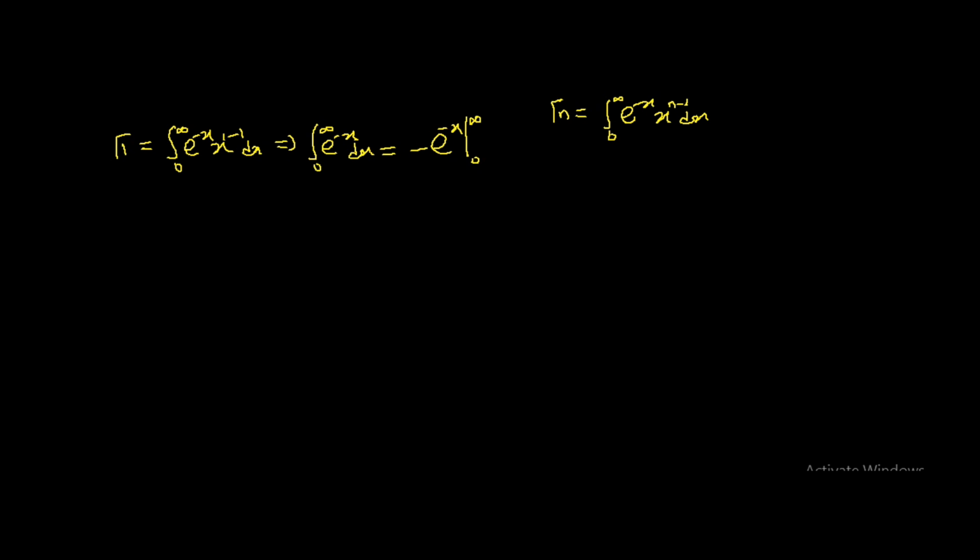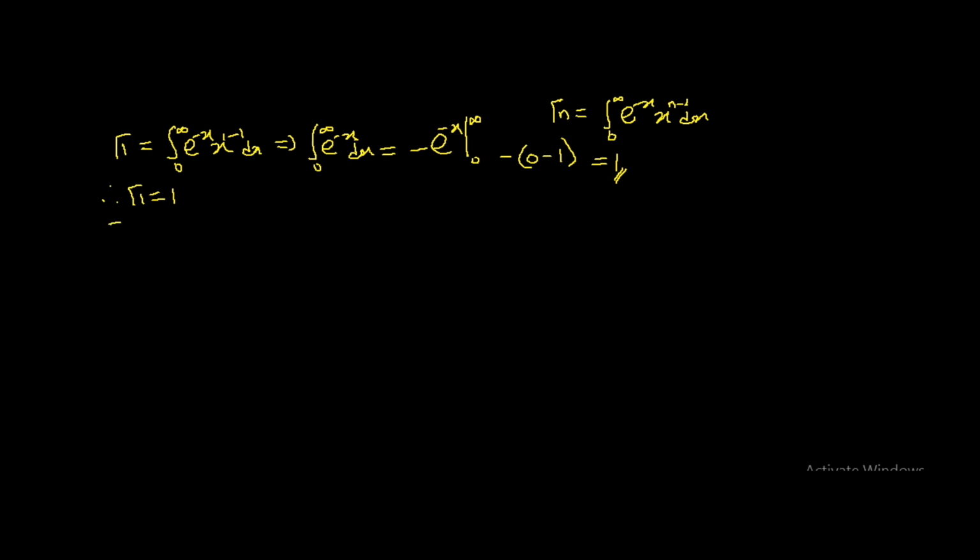So let's check this out. If you substitute the upper limit, you are going to have 0 most definitely, because exponential raised to the power of infinity is going to give you 0. Now let's substitute the lower limit, which is going to give you exponential raised to the power of 0, which is 1. If you open this bracket, the minus will go with the minus, so you are going to have 1 remaining. Therefore gamma 1 is equal to 1.